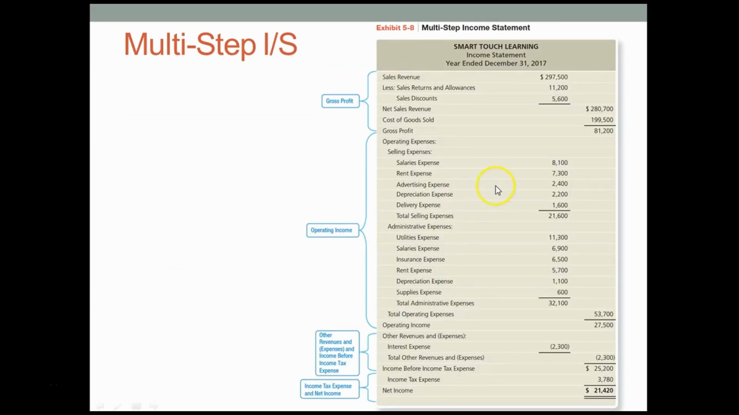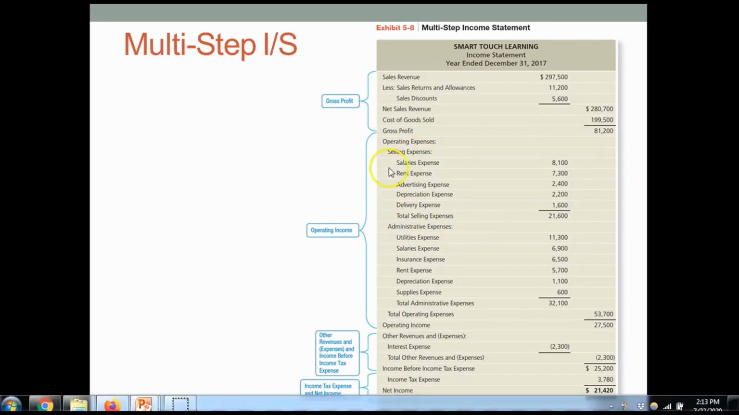So let's take a look at our multi-step income statement. At the top here, we have all of our elements of gross profit being calculated. We have our total sales revenue, and these contra accounts, sales returns and allowances and sales discounts, to get our net sales revenue. And then we have cost of goods sold. So our first subtotal, gross profit, is here. And then we have our operating expenses. Again, we break our operating expenses into selling expenses and administrative expenses.